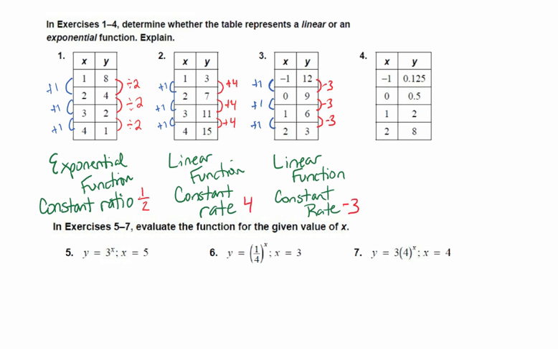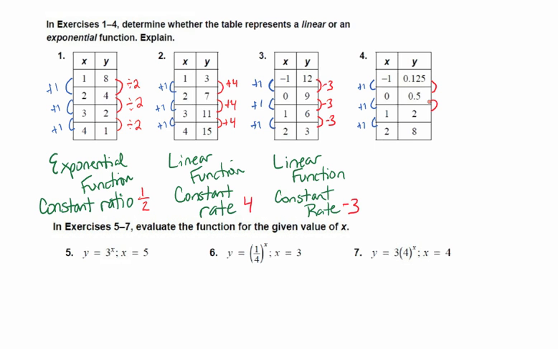On number 4, to get from -1 to 0, we're adding 1, from 0 to 1, we're adding 1, and from 1 to 2, we're adding 1. And as we look at the change to get from 0.125 to 0.5, and then from 0.5 to 2, we can see that those aren't going to be the same number. So what do we either multiply or divide 0.125 by to get to 0.5?